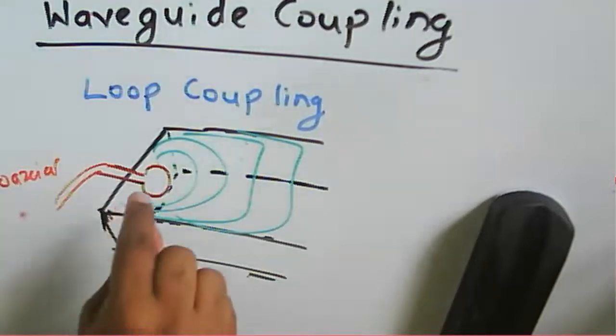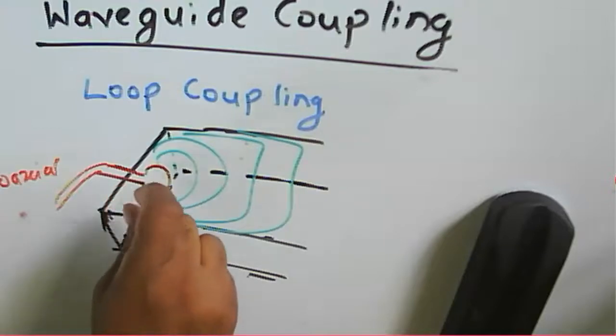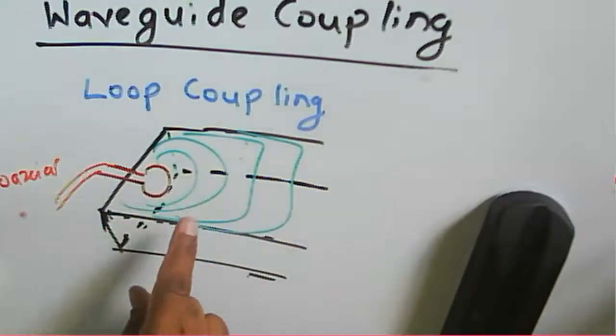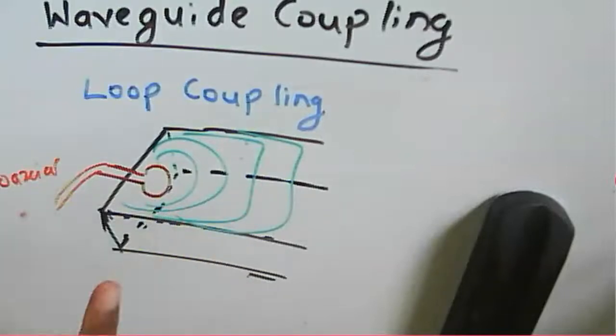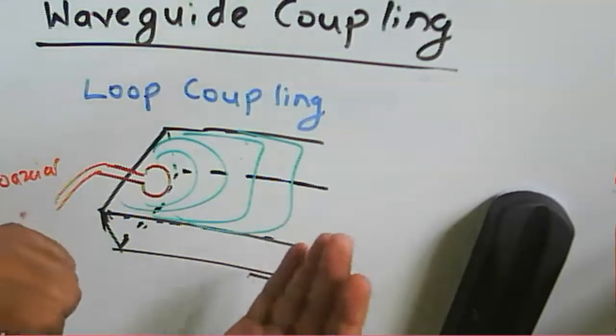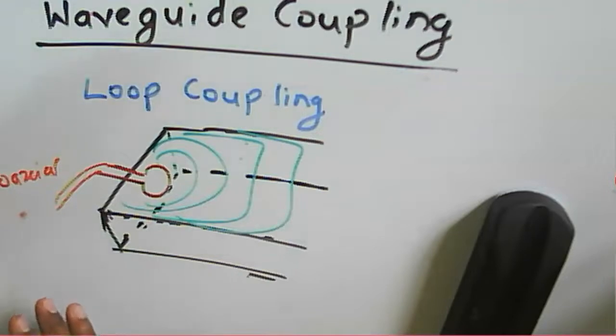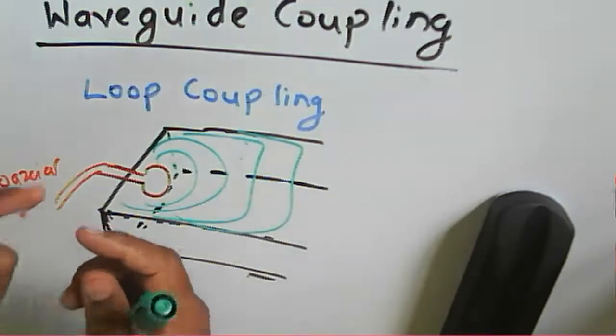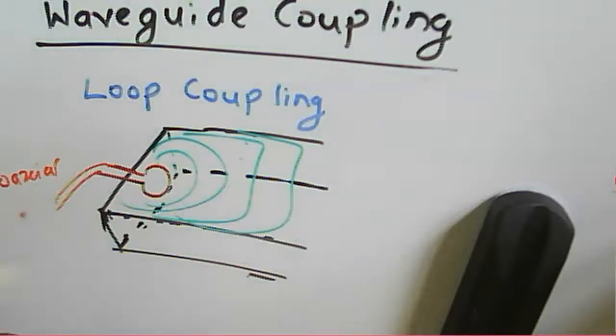Based on the small section or size of that particular loop, the magnetic field inserted inside the guide will be increased or decreased. Same as we said earlier for the probe. If the loop is small, then a small power will be inserted. If the loop size is large, then the power will be larger. Or we can increase the power by adding more loops inside the guide. Instead of a single loop, we can use multiple loops so that we can increase the strength of the signal.